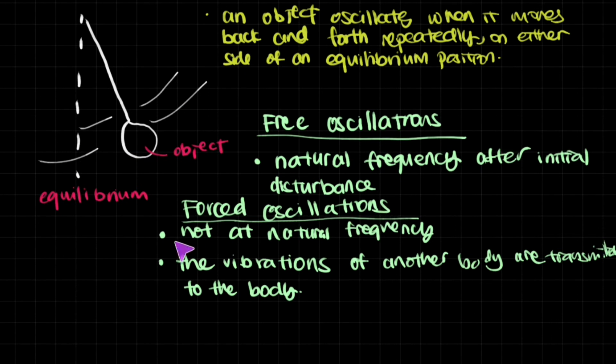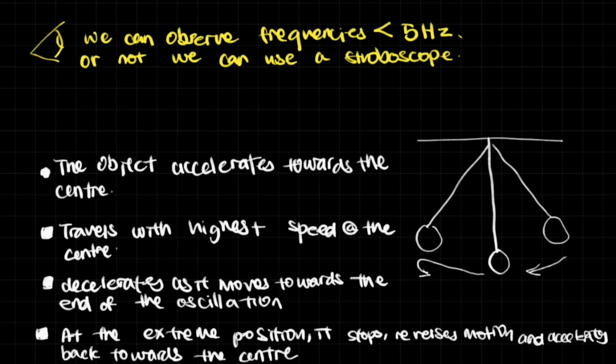Forced oscillations do not vibrate at the natural frequency. The vibrations of another body are transmitted to the body. For instance, if you keep pushing a child on a swing, making it faster than its natural frequency, that's a forced oscillation. We can observe frequencies that are smaller than 5 Hz, which means less than 5 oscillations per second. This is a very simple diagram of an oscillation.